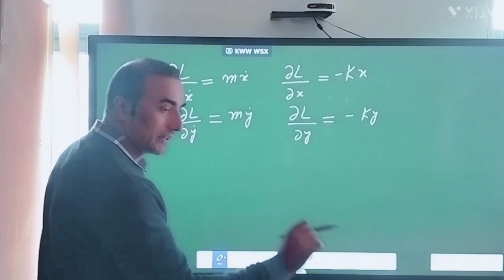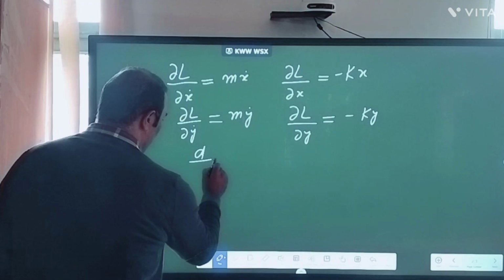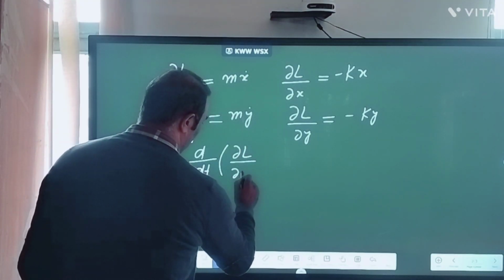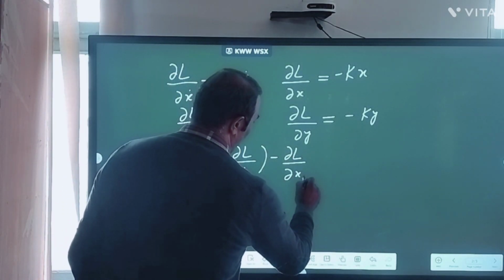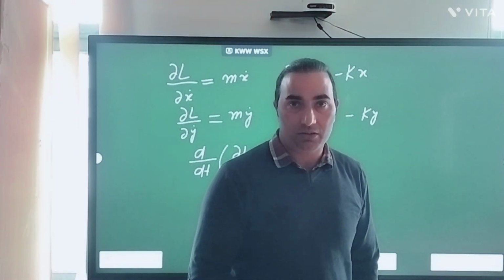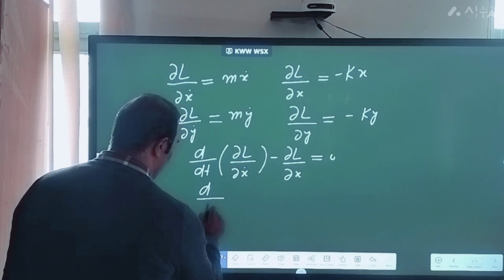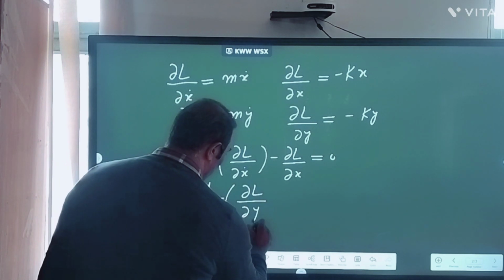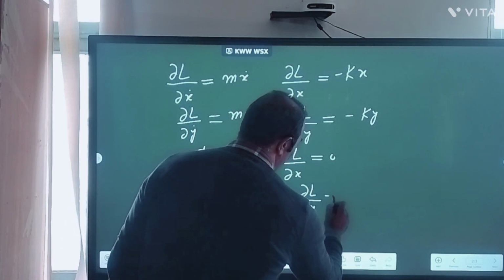So that means I can write that the Lagrangian equation will be d by dt of partial L by partial x dot minus partial L by partial x. So this is our Lagrangian equation when I take the x coordinate of this. And similarly, I have one more equation, that is d by dt of partial L by partial y dot minus partial L by partial y. So that will be equal to 0.